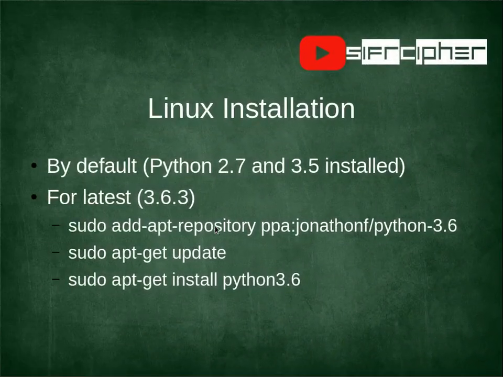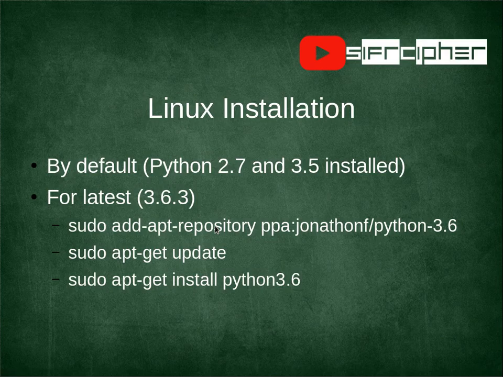Now in Linux, Python comes installed by default. We have Python 2.7 and 3.5 installed as the Python versions. If you want to install the latest one, we have to add this repository in Debian-based operating systems. So line by line, you have to execute these lines and then update that.